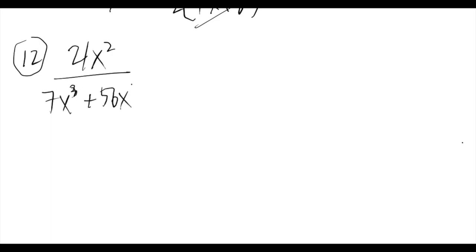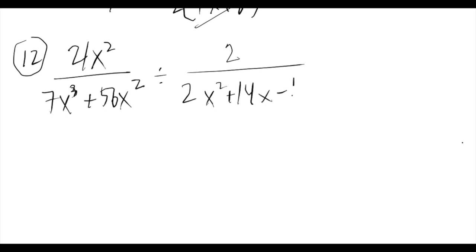Number 12. 21x squared over 7x cubed plus 56x squared divided by 2 over 2x squared plus 14x minus 16. Okay? So, ito, ang factors na lang, 21 over x squared pa rin. How about itong nasa baba? Divisible pareho by 7x squared.